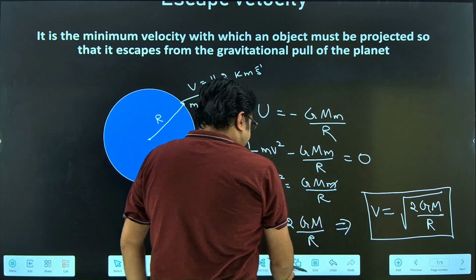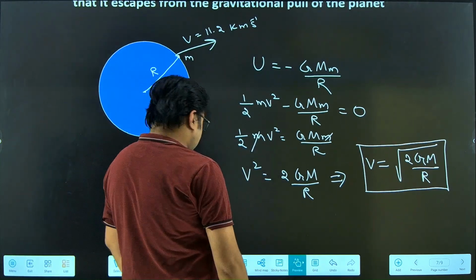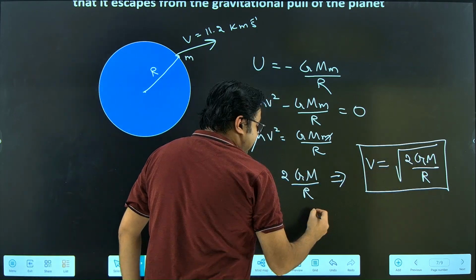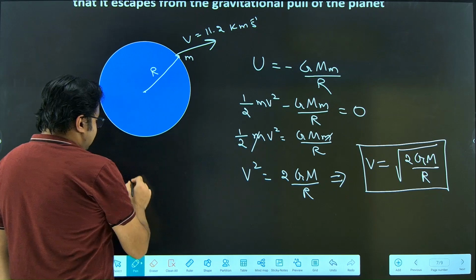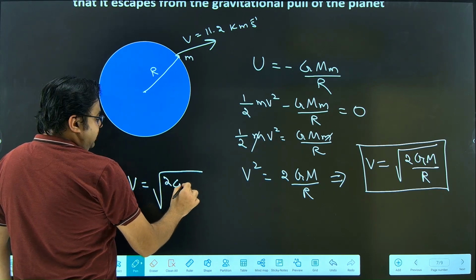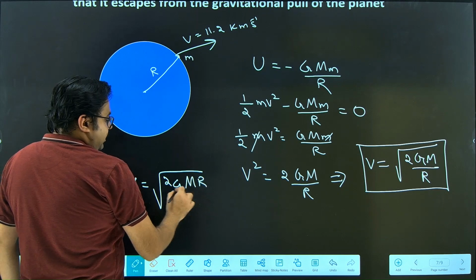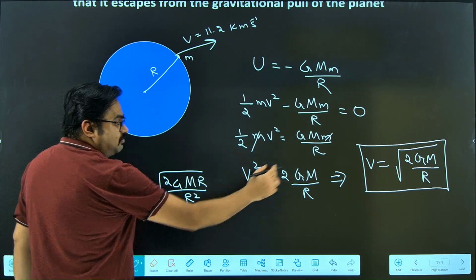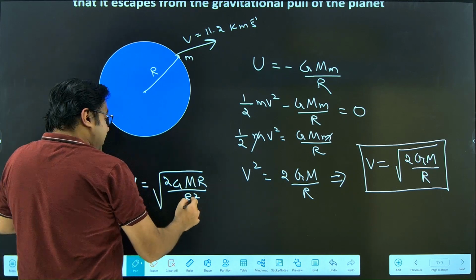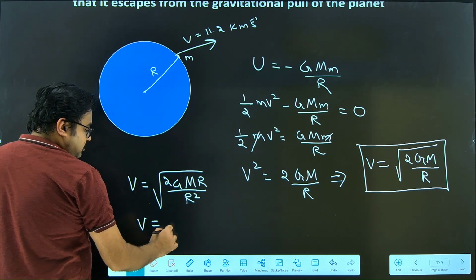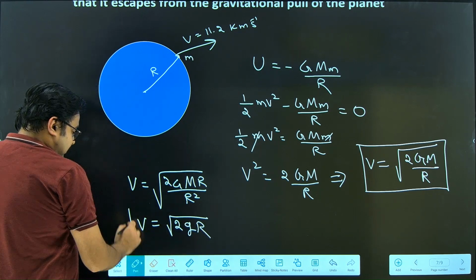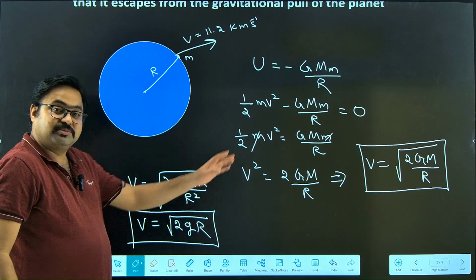Well, you can also express that in terms of acceleration due to gravity. You just multiply and divide by an r. If you multiply and divide by an r, you will have v equal to root of 2 G capital M r divided by r square. You will see that GM by r square is small g, so v becomes equal to root of 2gr. That's another expression for the same thing.